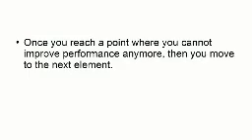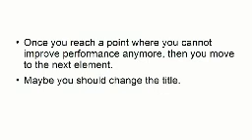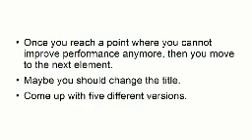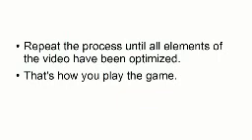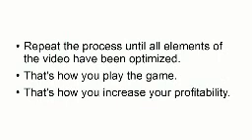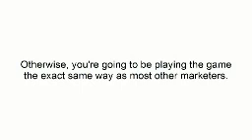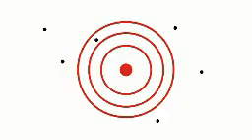Once you reach a point where you cannot improve performance anymore, then you move to the next element. Maybe you should change the title. Come up with 5 different versions. Repeat the process until all elements of the video have been optimized. That's how you play the game. That's how you increase your profitability. Otherwise, you're going to be playing the game the exact same way as most other marketers. How do they do it? They just take shots in the dark. Last time I checked, that's a lousy way to get a bullseye.